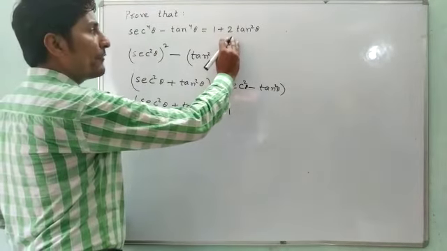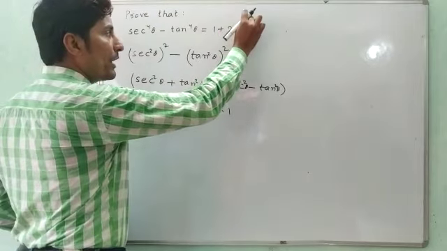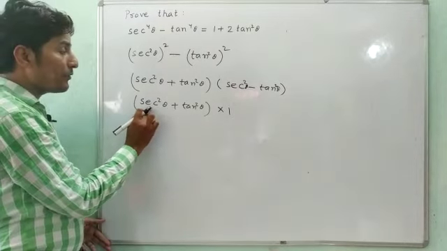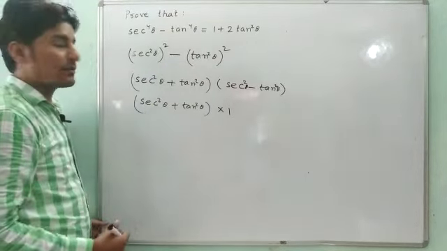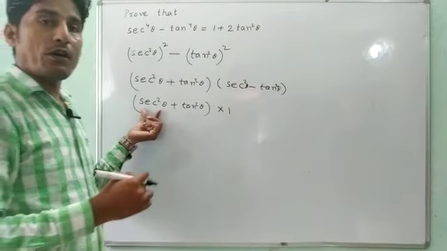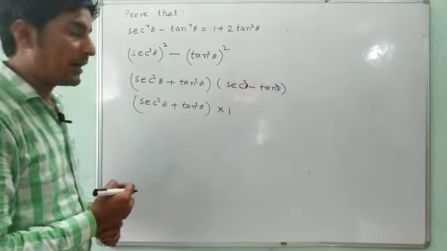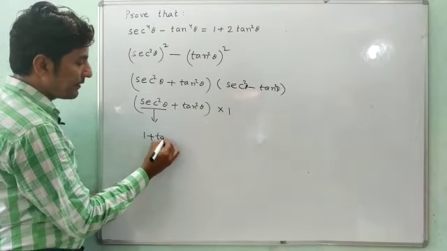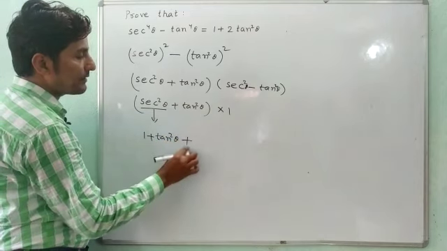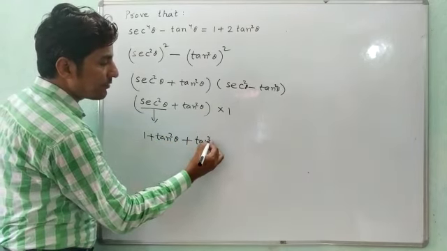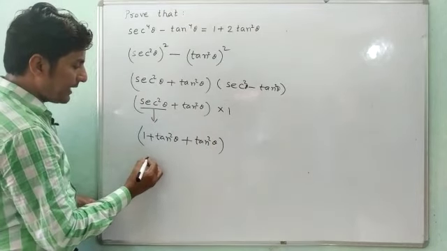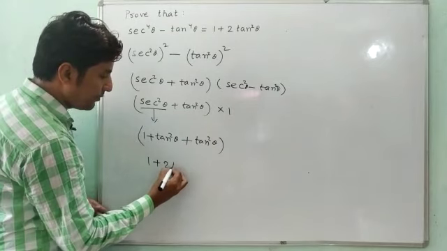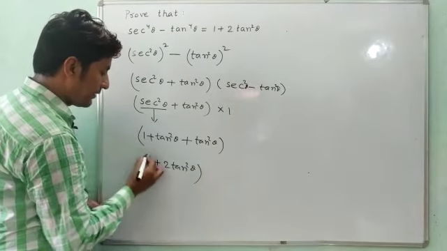Now let us see what we have to prove. We have to prove that 1 plus 2 tan square theta. Here we are having tan square theta, but sec square theta is also there. So we can convert this sec square theta into tan square theta. As we know, sec square theta is always equal to 1 plus tan square theta. So in place of sec square theta, we can write 1 plus tan square theta. Plus tan square theta will be as it is, no change. Now 1 will be as it is, plus 1 tan square theta plus 1 tan square theta can be written as 2 tan square theta. So this is proved.